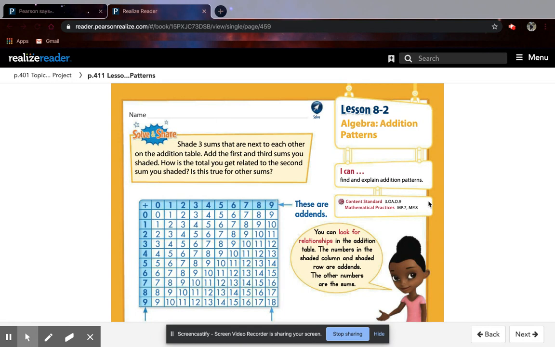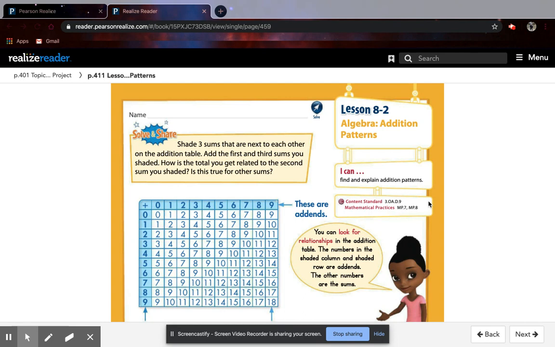So hopefully, you've already watched the 8-1 lesson to check your work. And now I'm going to be going over lesson 8-2. So the first thing is reading your I can statement. I can find and explain addition patterns. So we're just going to go right into it.